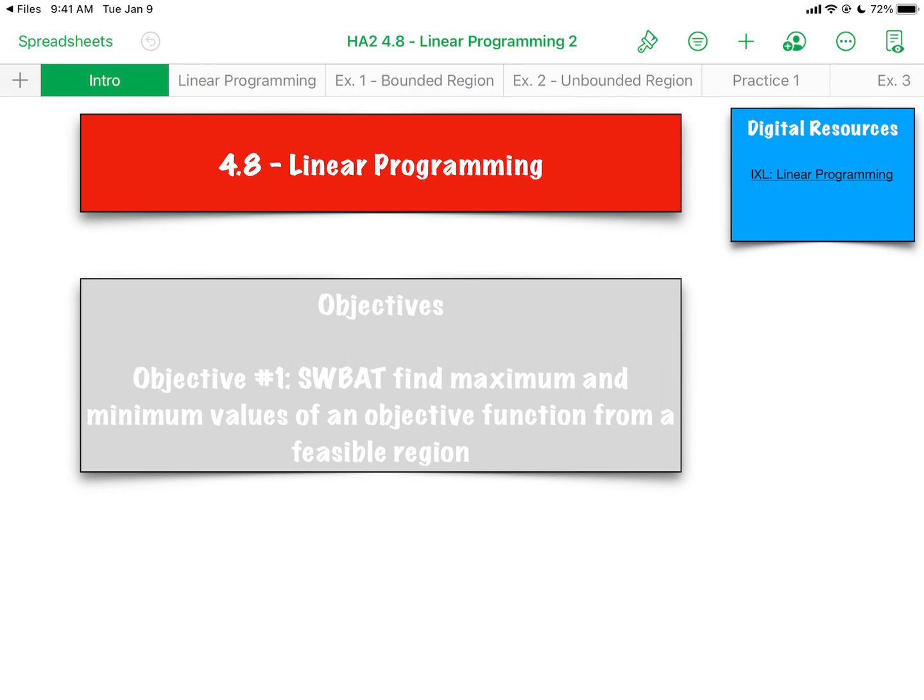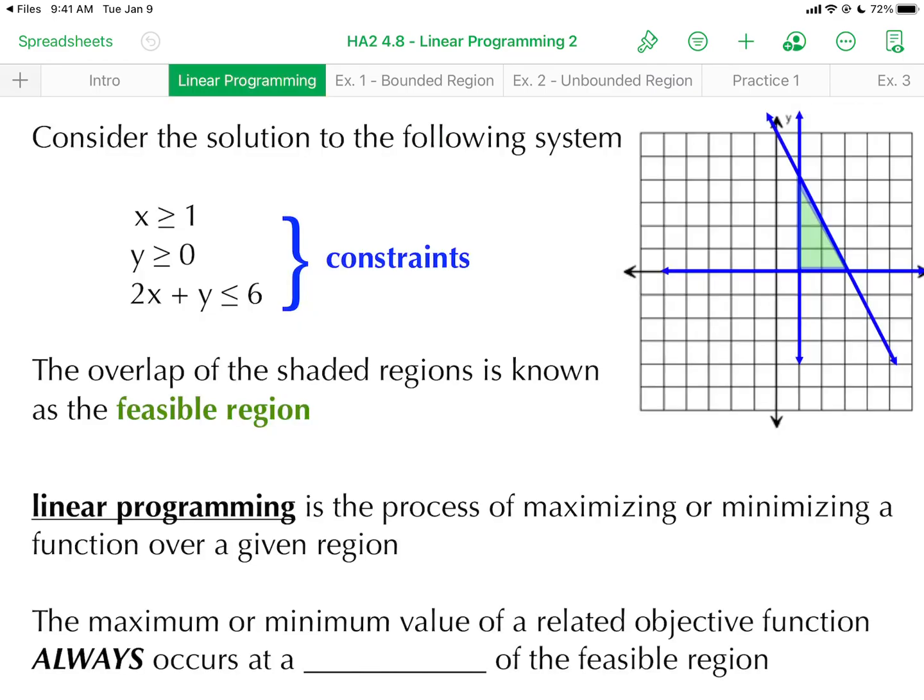All right, so linear programming is a process involving systems of inequalities, okay? And what you are doing in this process is you are finding maximum and minimum values of what's known as an objective function over a feasible region, okay? None of that means a whole lot to you in the moment, but give me a few minutes and it will, okay? All right, so consider the solution to the following system.